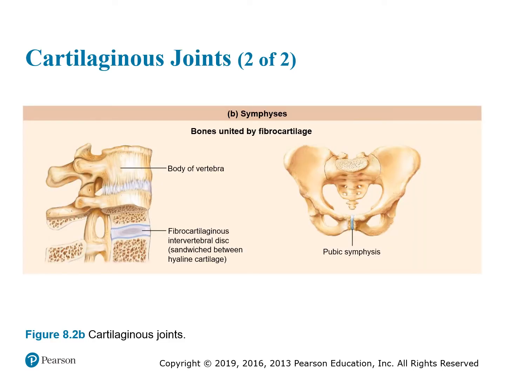And here we have those examples. Here we have the body of the vertebrae and the fibrocartilaginous intervertebral disc sandwiched between the hyaline cartilage. The second example is the pubic symphysis, uniting the two pubic bones.